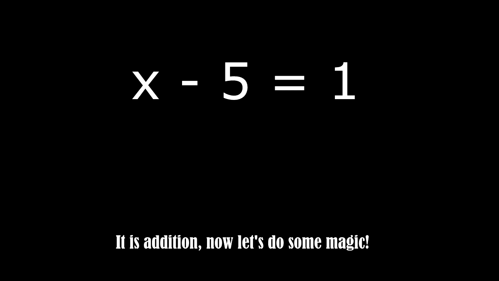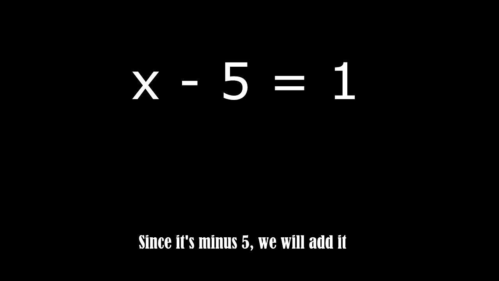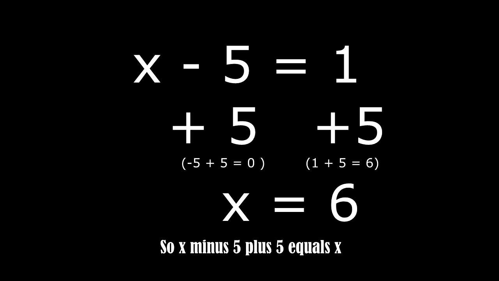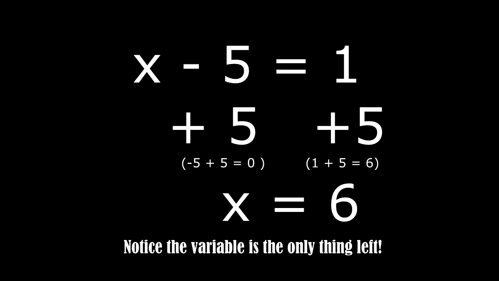It is addition. Now let's do some magic. Since it's minus 5, we will add it. Apply that to both sides, otherwise it's tragic. So x minus 5 plus 5 equals x. Notice the variable is the only thing left.